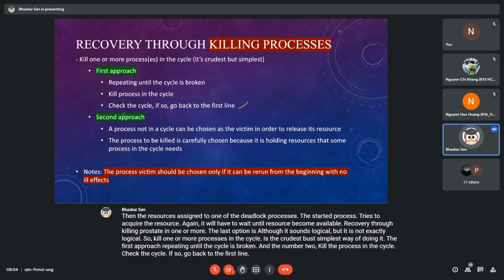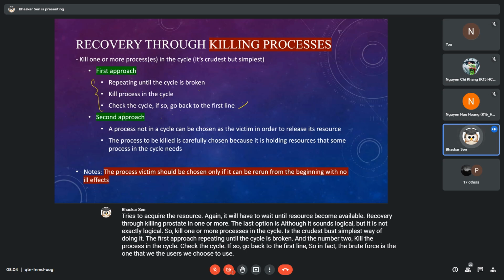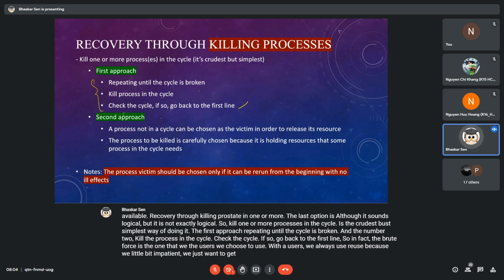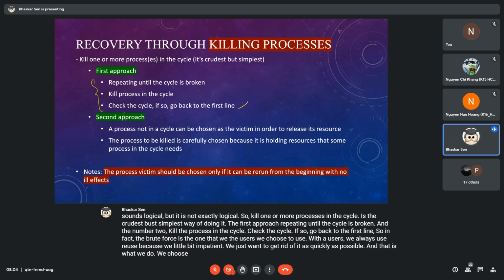In fact, the brute force is the one that we, the users, always choose to use, because we are a little bit impatient. We just want to get rid of it as quickly as possible. That is what we do: we choose to kill a process. Usually, these are the users.